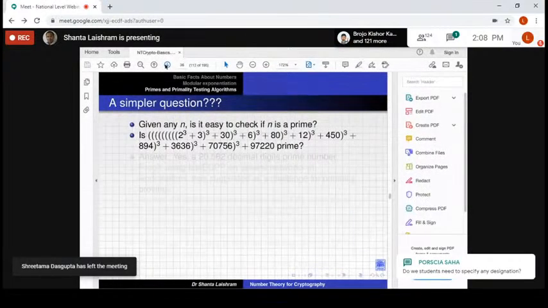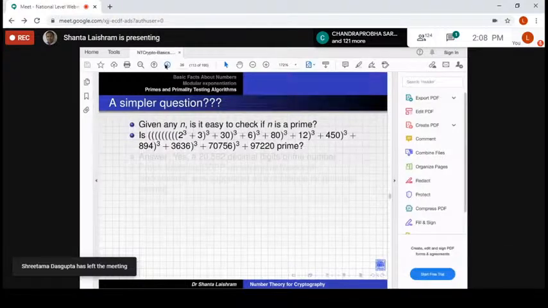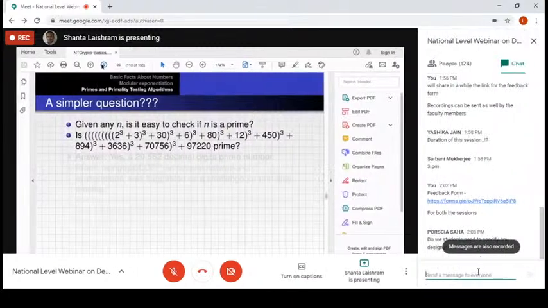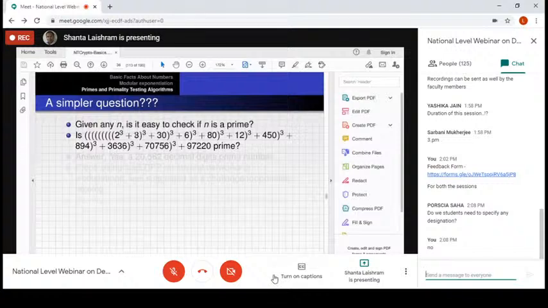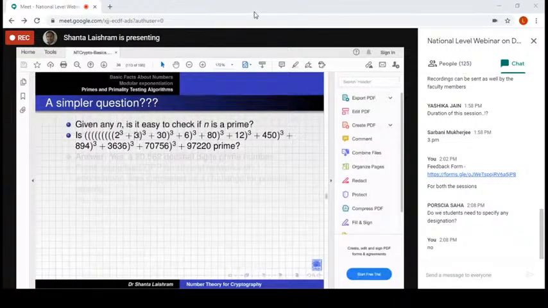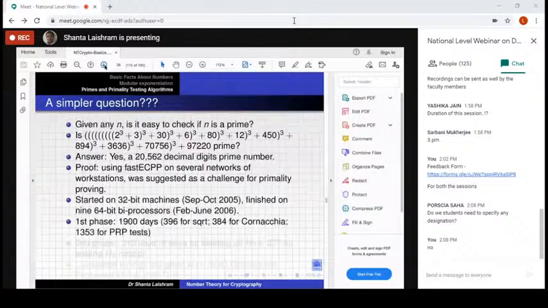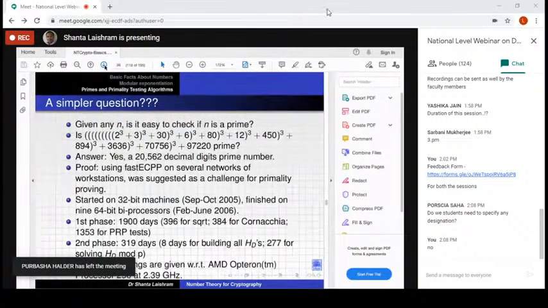So now I come to the number which I started with. Given a number n, is it easy to check that n is a prime? This was the number I gave in the beginning. All the terms here except 3 are even, so 3 is the odd person out. Basically, it's the odd number out. It turns out that this is a prime, and it has 20,562 decimal digits.